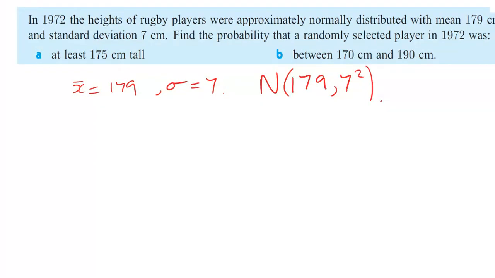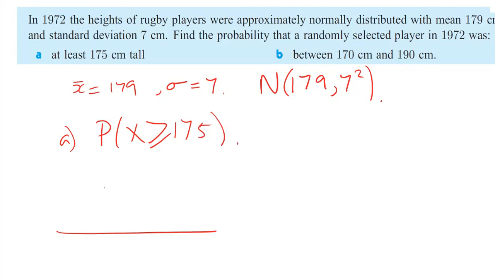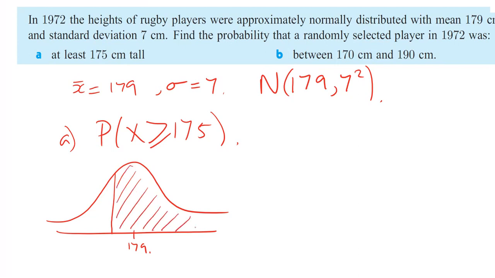Okay, so we are trying to find in part A at least 175 centimeters tall. Well, this implies that our variable x is going to be greater than or equal to 175. So let's draw a little picture. I won't go through the calculator work every single time, but if we've got 179 in the middle, the reason we draw this is because we should be expecting an answer that is greater than 0.5. Because we have this mean given to us, clearly you can see from the diagram that we are over half the area. And this curve has an area of 1.